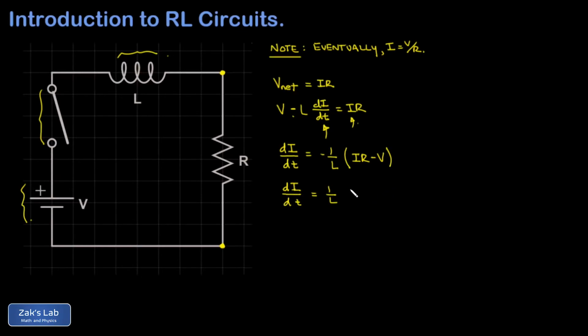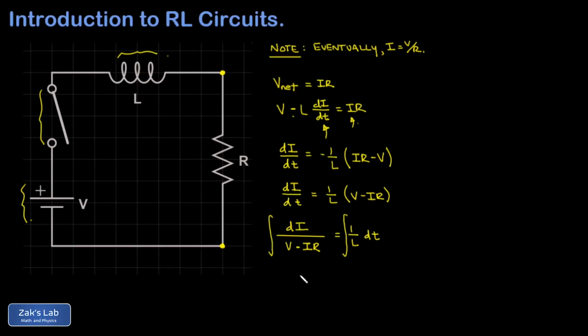We can distribute the minus sign inside those parentheses. And now I'm going to divide both sides by V minus IR. At the same time, I'm going to multiply both sides by dt. Now that the variables are separated, we just put an integral sign on each side and integrate.